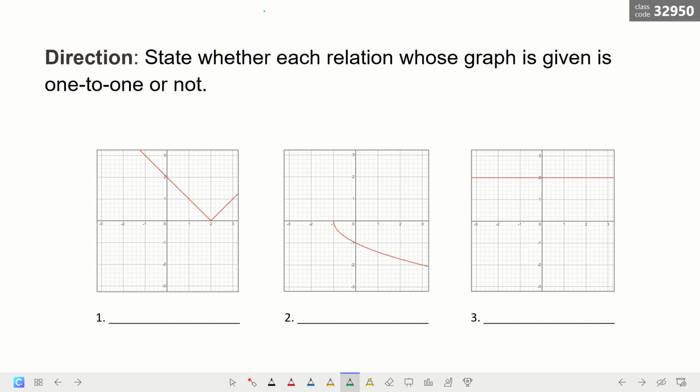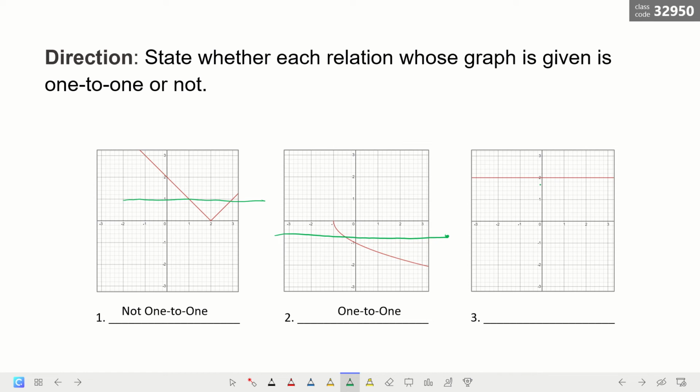Okay, so for number 1, if we perform a horizontal line test, we can see that it will intersect this graph at 2 points. So, therefore, this is not a one-to-one function. For number 2, when we run the horizontal line test, it will only intersect the graph at 1 point. So, therefore, this is a one-to-one function.